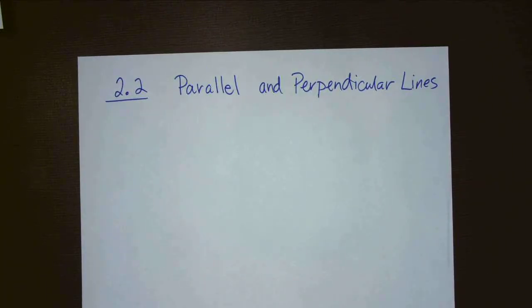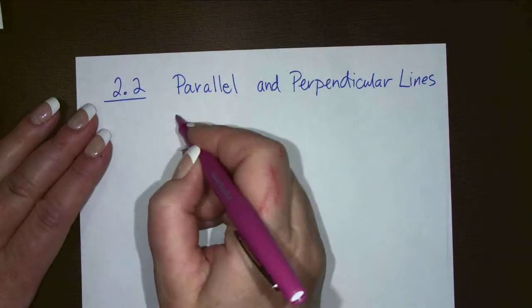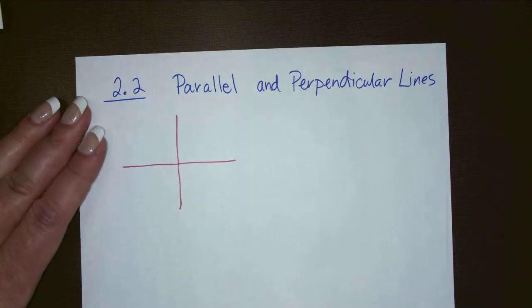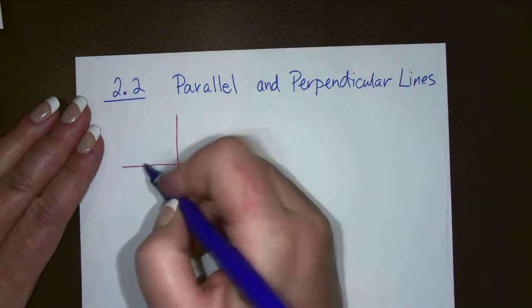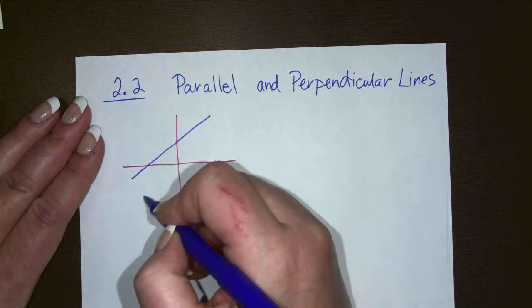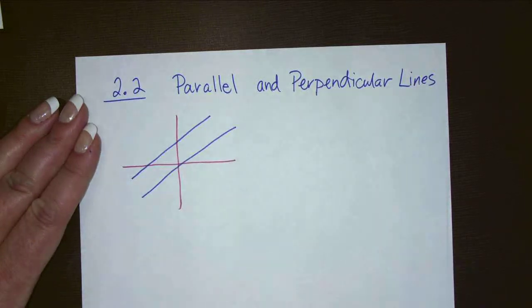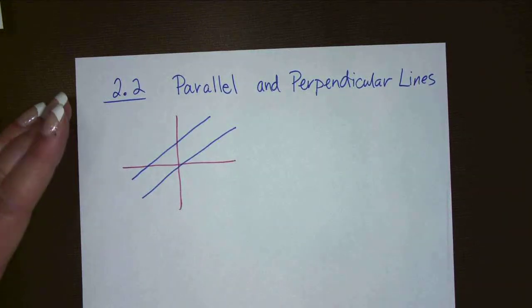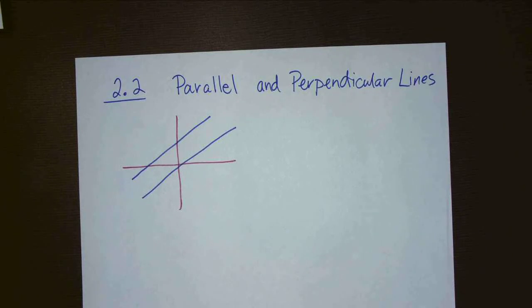So there we go, parallel and perpendicular lines. So what do we know about, say, a parallel line? Let's draw an X and Y axis. Whatever lines you draw, try to make them look parallel. So what are parallel lines?